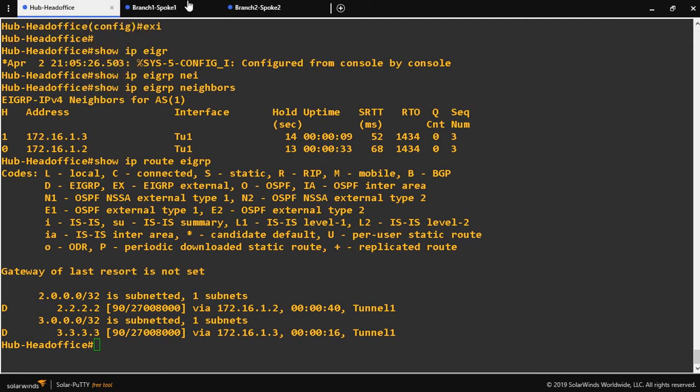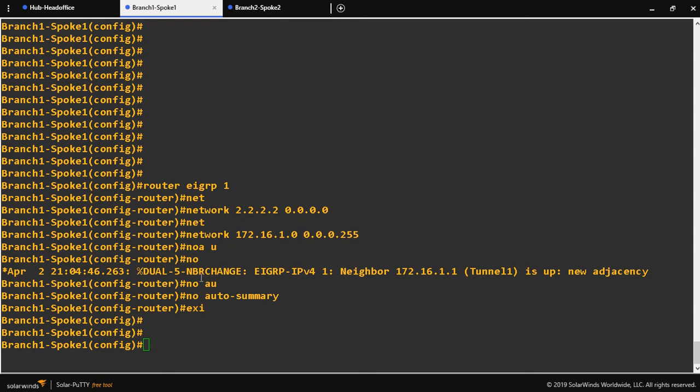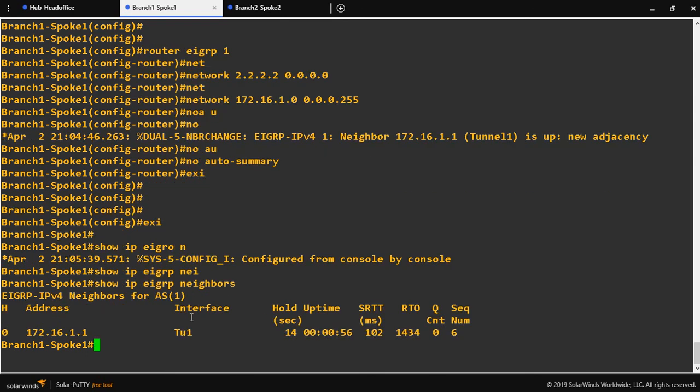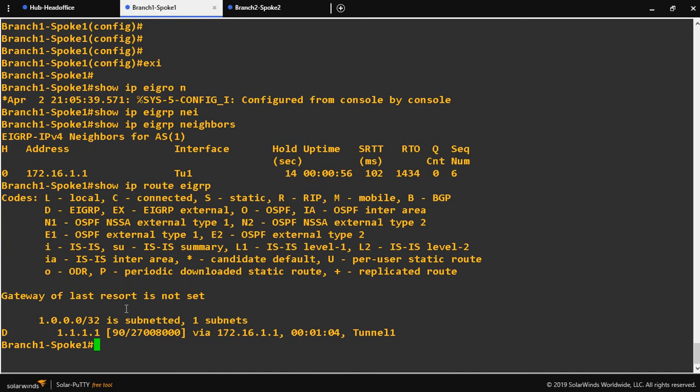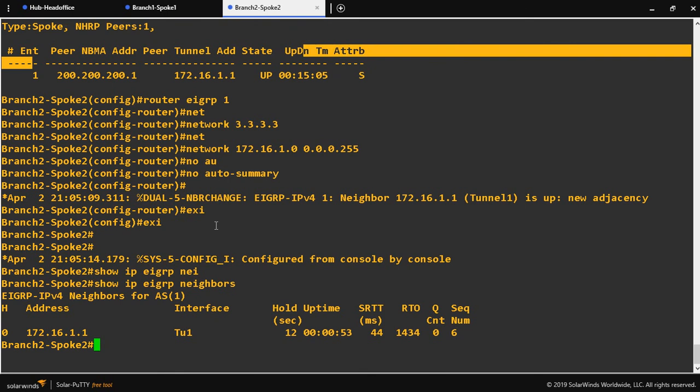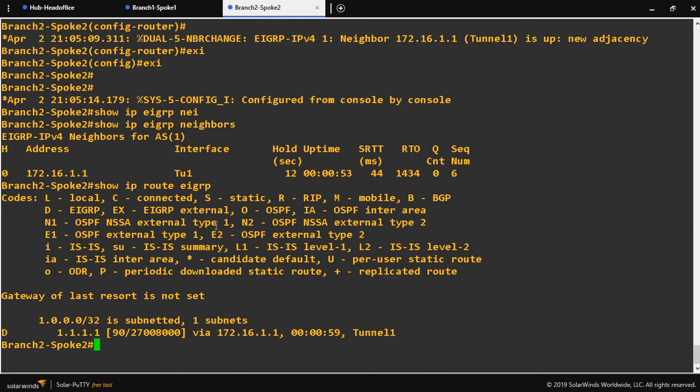The same we have to check on spoke 1 also. Show ip eigrp neighbor. So I got the neighbor relationship with the hub router. The hub is my neighbor. Show ip route eigrp. So I can learn only the loopback network of the hub, not the loopback network of branch 2, that is spoke 2. So let's check the spoke 2 router also. Show ip eigrp neighbor. I got the neighbor relationship with the hub router. Show ip route eigrp. In the spoke 2 router also I can learn the loopback network of the hub only.